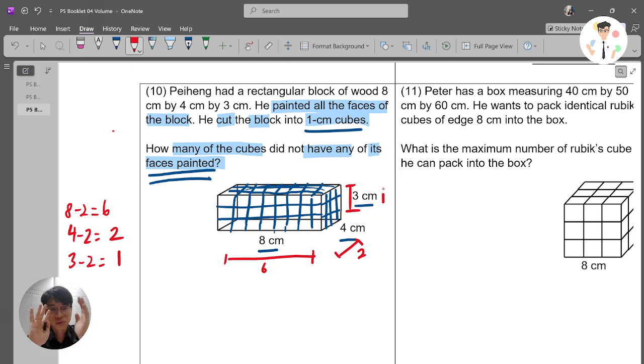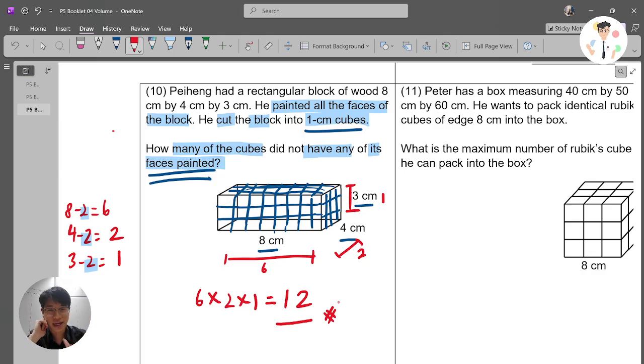Now, if you notice, this 2, 2, 2 basically means the top, bottom, front, back, left, right of all the outer part. That's why the one inside that is not painted is what? 6 from here, 2 here, 1 row here. So the answer is 6 times 2 times 1, which is 12. Yes, that is the final answer. Only 12 actually not being painted because they are inside the block.